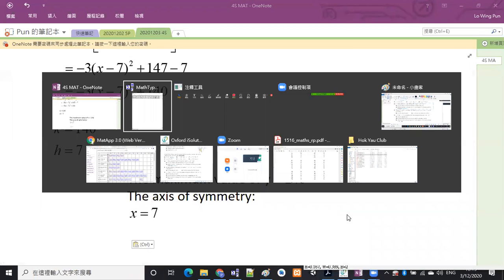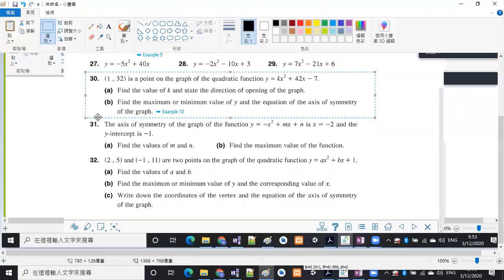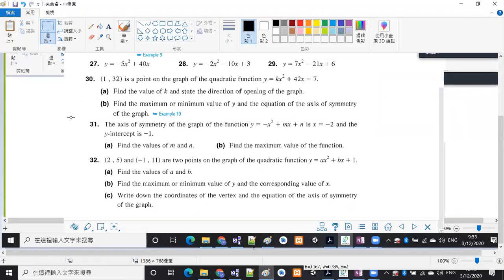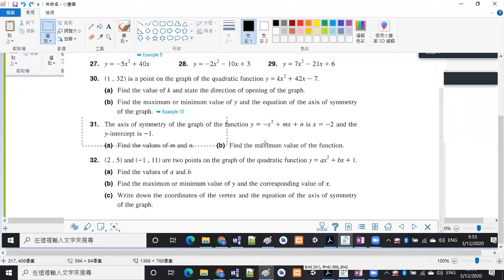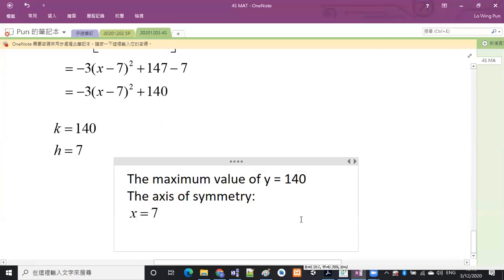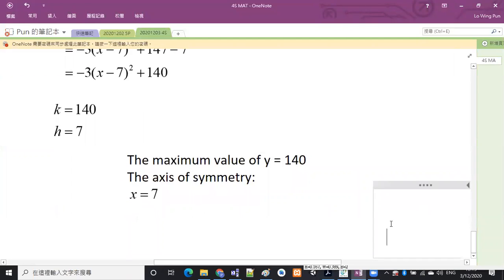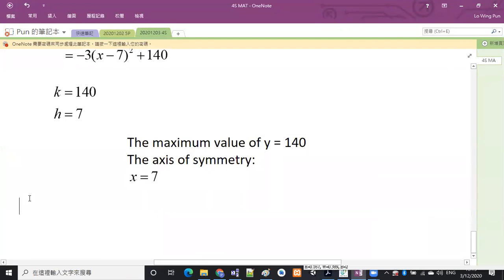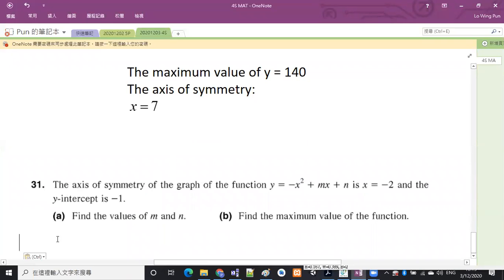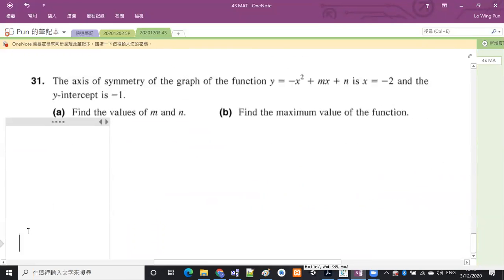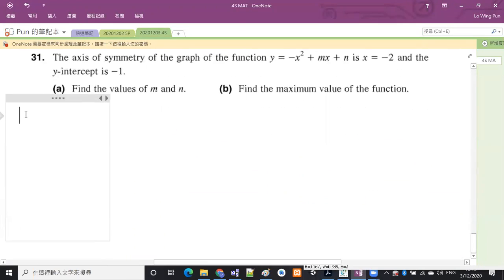Okay, and then the next question should be question number 31. And again, there are some unknowns. Question number 31. The axis of symmetry of the graph of the function is x equals -2 and the y-intercept is -1. Find the values of m and n.